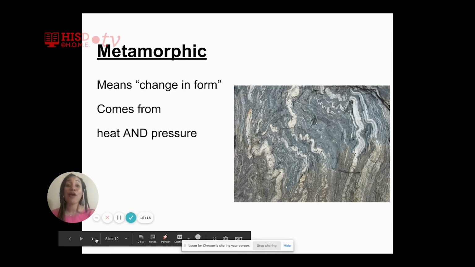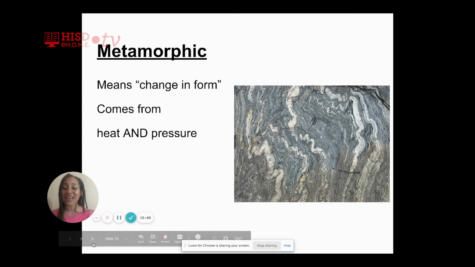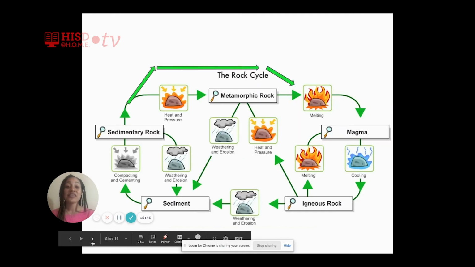The second rock type we're going to talk about today is metamorphic. And I love saying that word. Basically, that just means it's going to change in form. The way that rocks usually change is from heat and pressure. Whenever we apply heat and pressure to one of the rocks within our rock cycle, they are then called metamorphic rock. We'll see that on our diagram on the next slide. So here we are. Here is metamorphic rock.